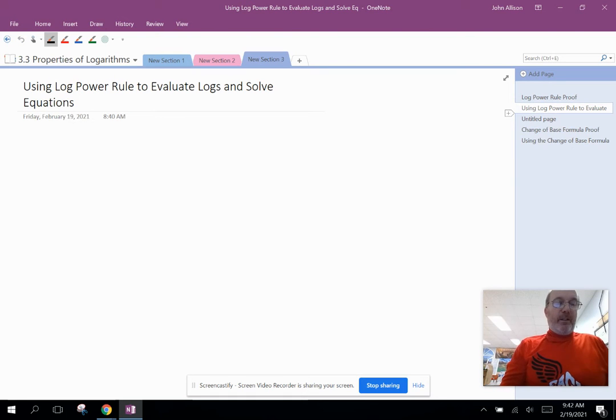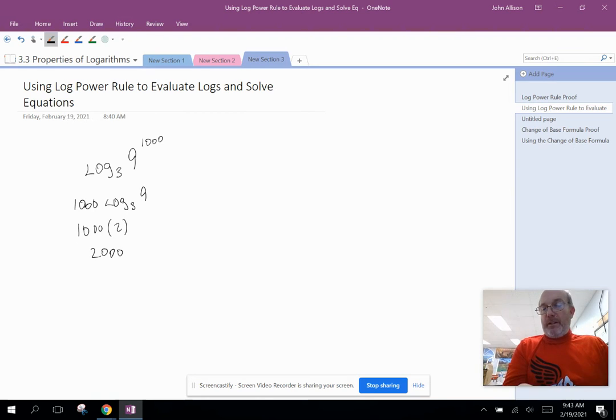So how can we use this? We kind of showed you an example already, but let's say that we had log base 3 of 9 to the 1,000th power. We can't do 9 to the 1,000th power in a calculator, but we can use this to bring the 1,000 outside, times log base 3 of 9. That is going to be 1,000 times 2, or just 2,000.